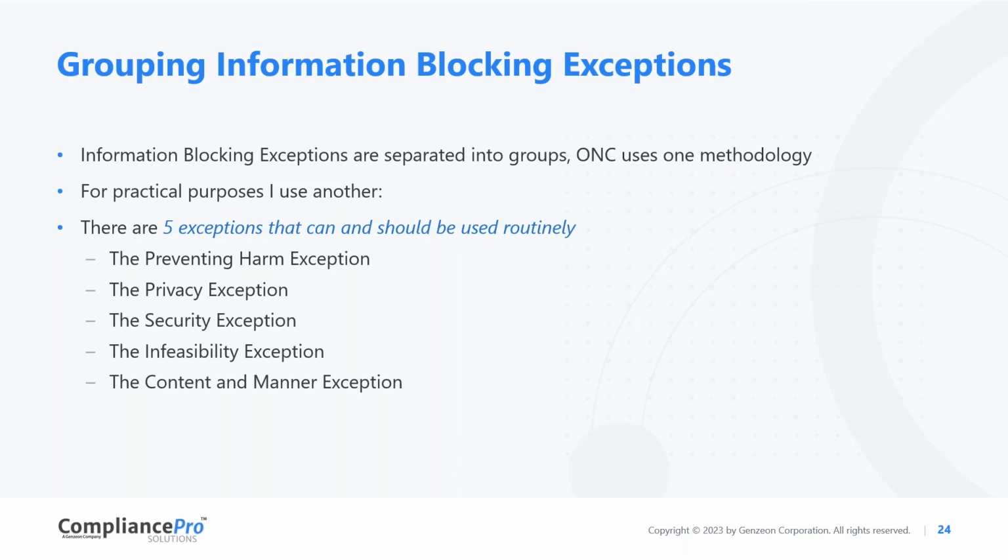And then the content and manner exception. It's pretty clear. If the patient says, I want the information, the content, and I want it in this manner, and you simply don't have the means to provide it that way, that's when you have the discussion with the patient regarding the content and manner in which they would accept the information. It may be a twofold process. You may be able to have some go electronically and some may have to be paper. It depends on what they have asked for.